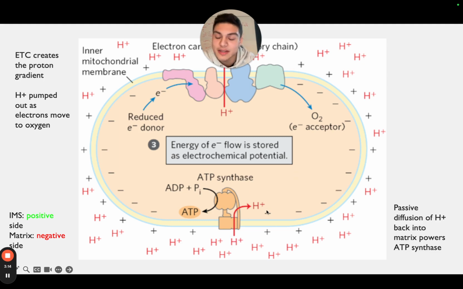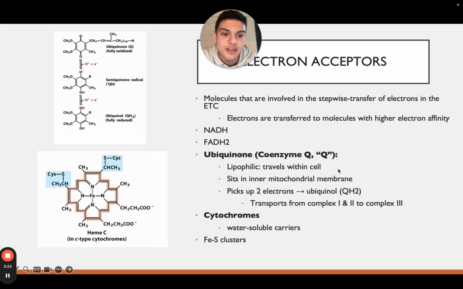because the protons want to go towards that negative charge, right? But it can't pass through freely through the inner membrane. So it has to go through channels, and one of the channels is located on ATP synthase, which powers it. So something that you should know for overview.